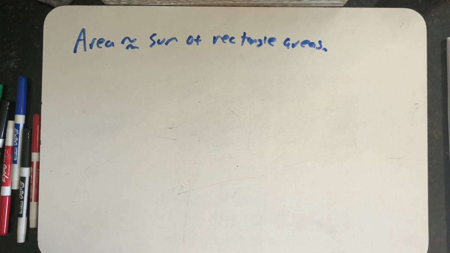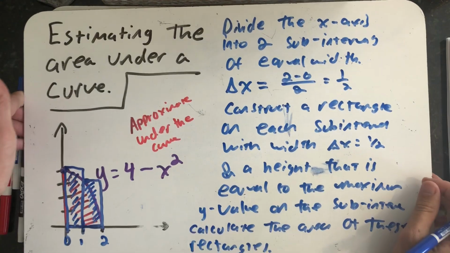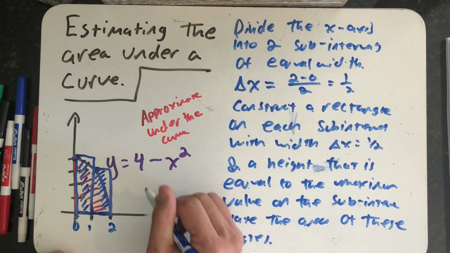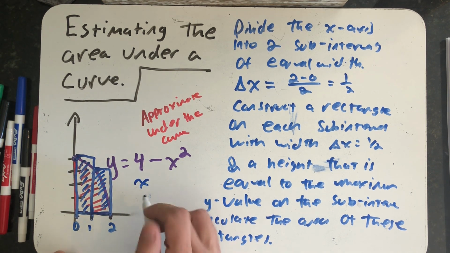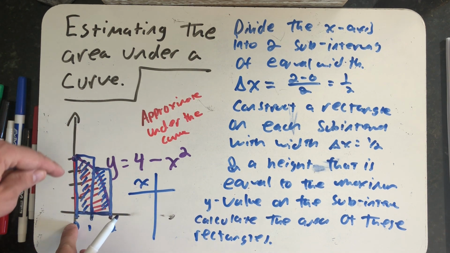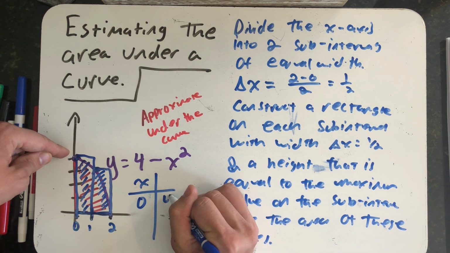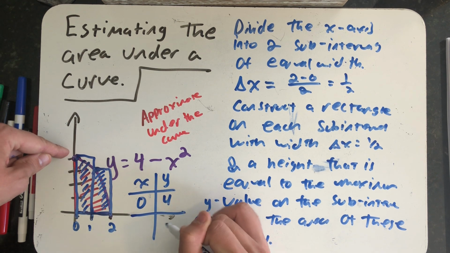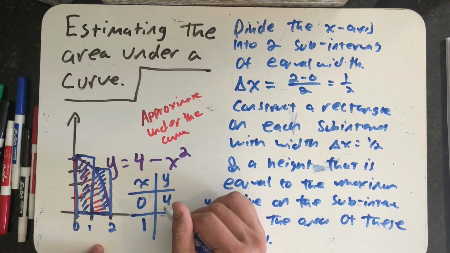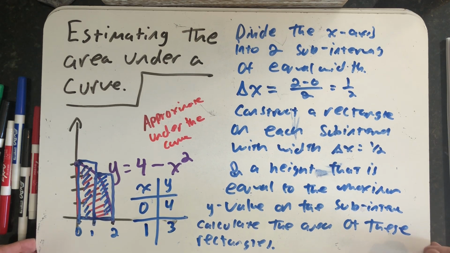Okay. So, what I need to do now is come back here and calculate the function values. Well, these are easy to calculate, so I'll just create a little table for x and y. I need to know the height of this rectangle, and that's what happens when I plug 0 in for x, so I'll get out a 4 for y. This rectangle's height happens at x equals 1, right? And so I'm going to get 3 out for y.